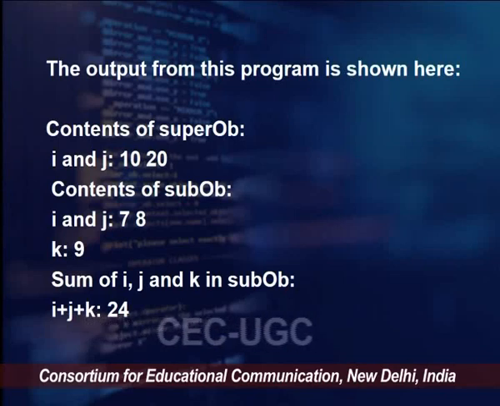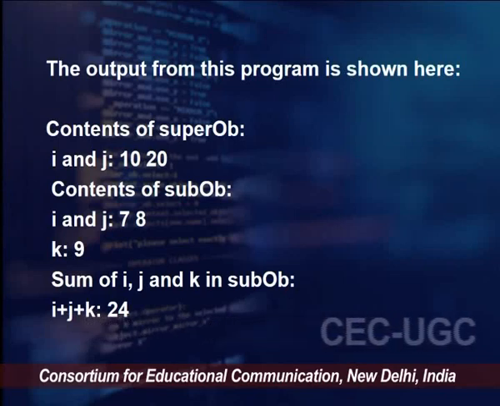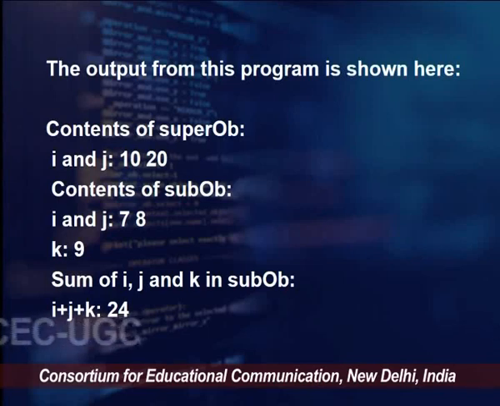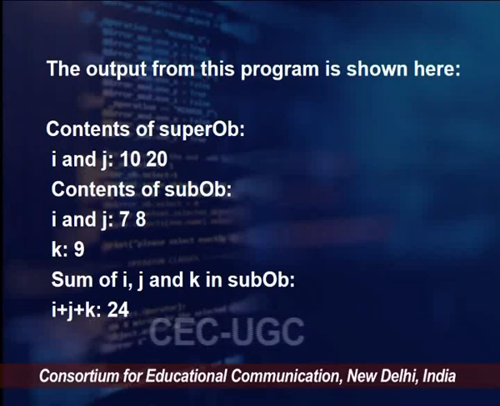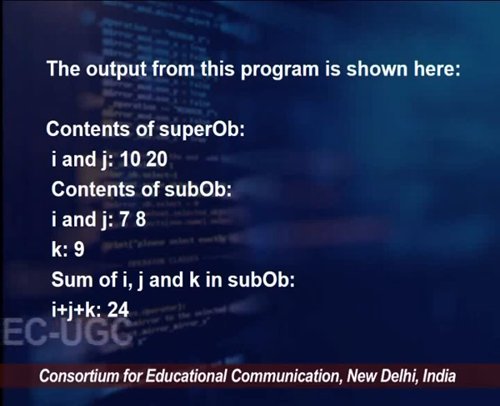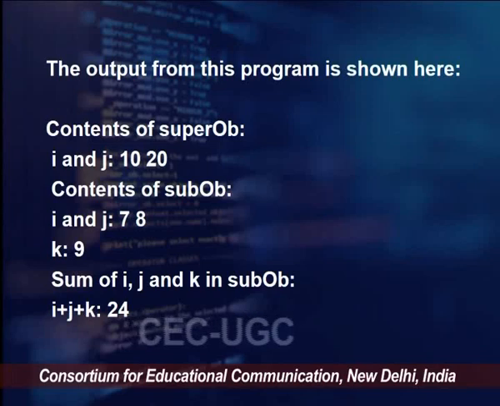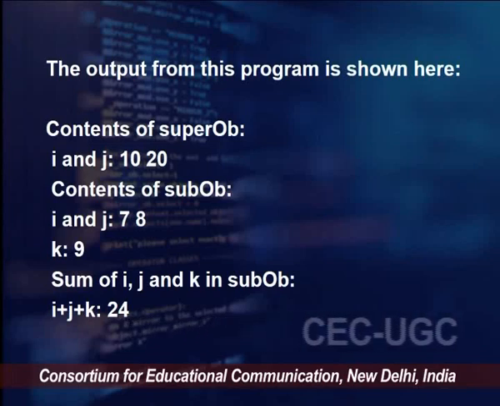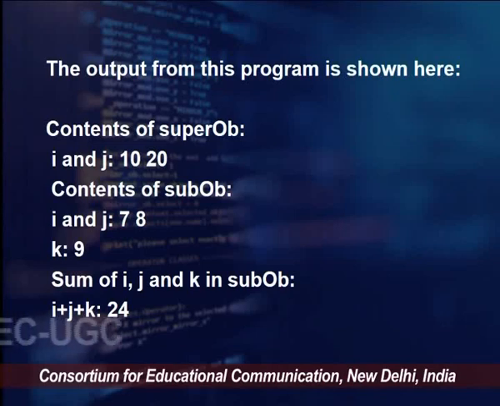Then we started with the subclass and its object, which is sub ob. So sub ob dot i, sub ob dot j and sub ob dot k we have assigned, and after assigning we have used show i j. As a result, using show i j with the sub object gives 7 and 8, because these are the recent values given to i and j belonging to sub ob. Then k is equal to 9, because sub ob dot k is equal to 9, which we have assigned.